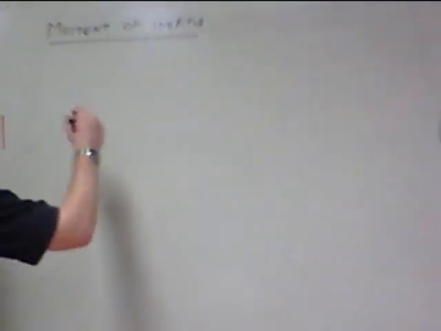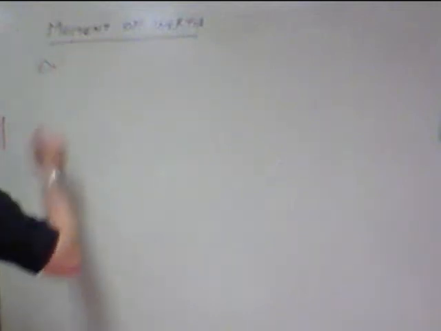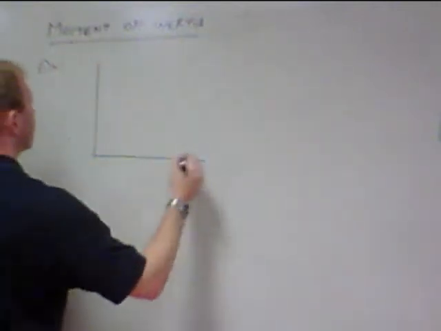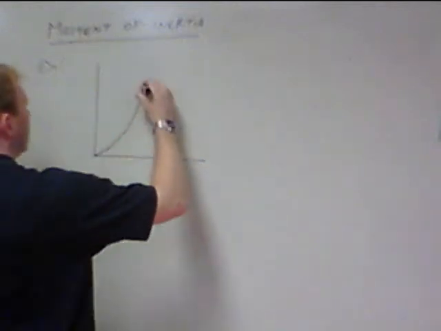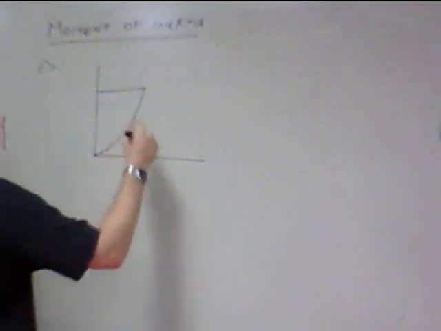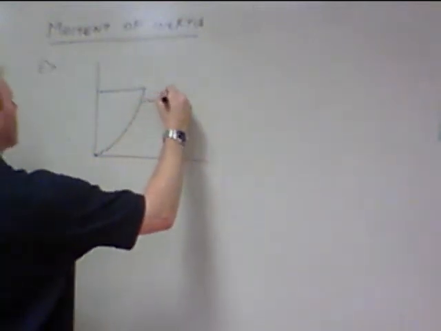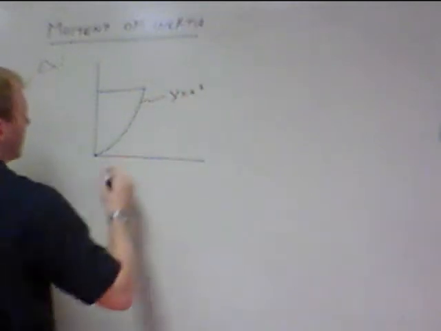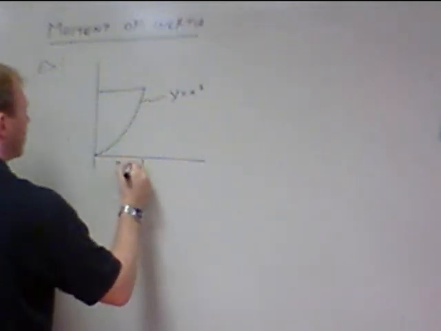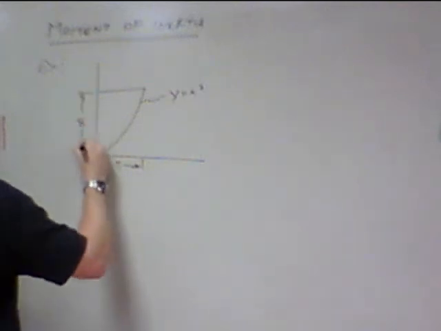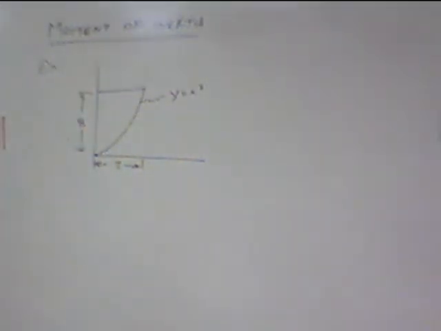Okay, starting with a quick example here of calculating moment of inertia for a relatively simple object. If I have a sort of wedge-shaped object here, and this curve will follow the pattern y equals x cubed. This will go from 0 to 2 in the x, and this will go from 0 to 8 in the y. Clearly not to scale, but close enough for what we're doing.